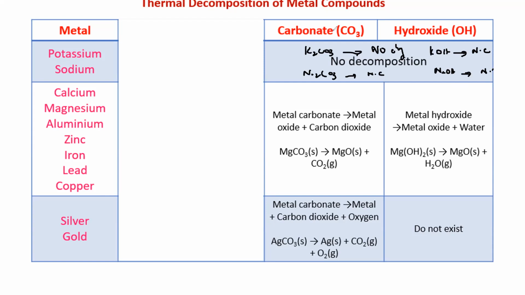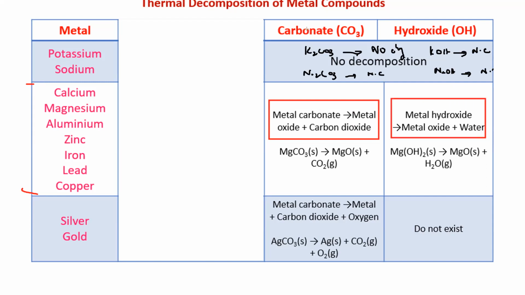But when we heat the metal carbonate or metal hydroxide from calcium, again the same trend, from calcium till copper. When we heat them, if it is a carbonate, it will give metal oxide plus carbon dioxide, but if it is a hydroxide, it will give metal oxide plus water. So if I say I have calcium carbonate, CaCO3, when we supply heat energy, it will produce calcium oxide plus carbon dioxide. But if we have calcium hydroxide, it will produce calcium oxide plus water or steam.